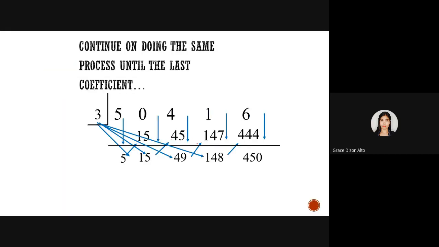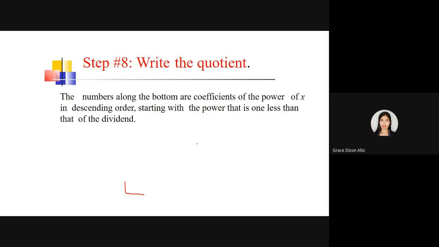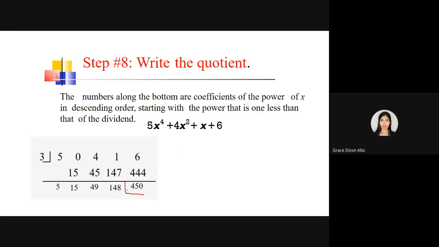Okay, 450 now is our remainder. So write the quotient, and the numbers along the bottom are the coefficients of the powers of x in descending order. When we write our quotient, the exponent will be 1 less than the dividend. So if our dividend starts with x to the 4th, our quotient will start with x cubed, including our numerical coefficient.